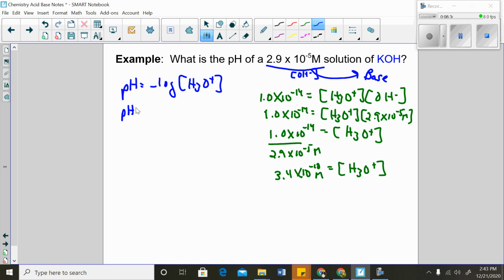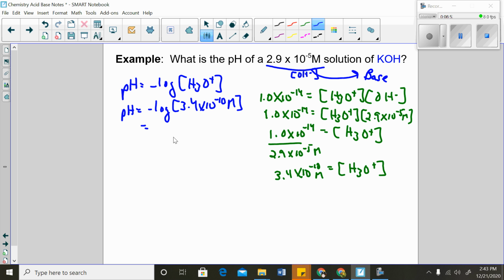pH equals, so this is why it helps to know if you have an acid or a base in your formula. This is why you learn the nomenclature for them. Negative log of 3.4 times 10 to the negative 10th molarity. And now let's give this a try in your calculator.